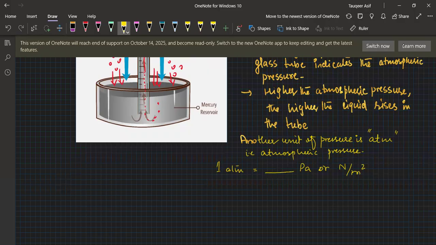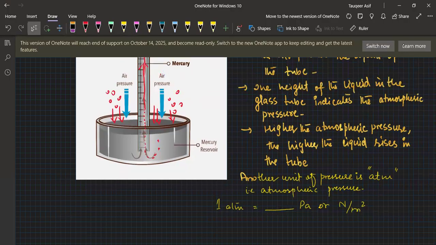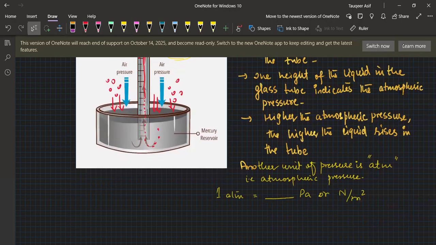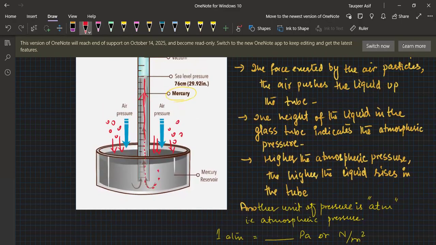Okay, so we are going to work in this way. We will take mercury, which is the standard that we have made. First of all, we should know the density of the liquid, that is mercury here. It is 13600 kilogram per meter cube. This is the density of mercury.